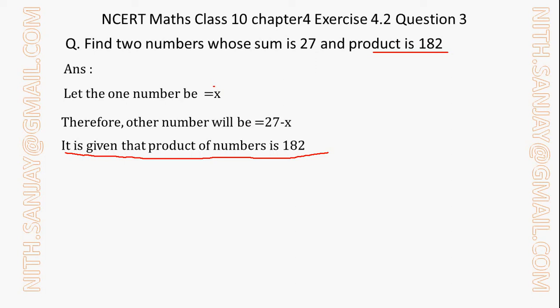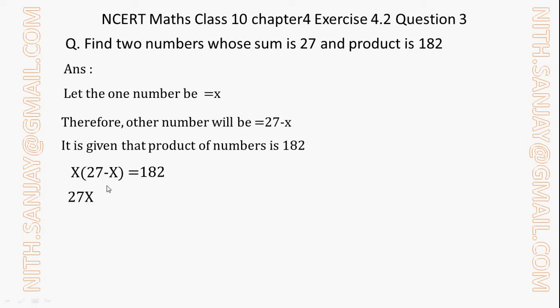So now I will multiply this number and this number, and it should give me 182. So I will multiply x and 27 minus x, because these are my two numbers. They should be equal to 182. Now I will simplify this. I will take this x inside. If I multiply x with 27, it will be 27x, and if I multiply x with minus x, it will be minus x square.